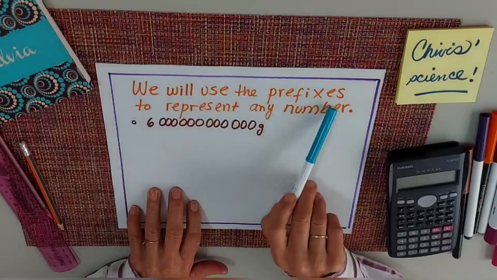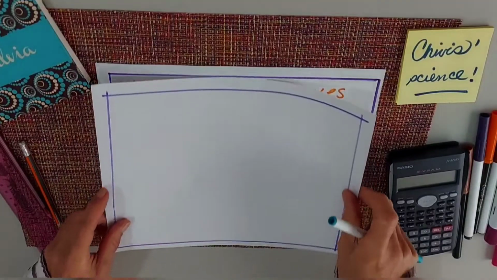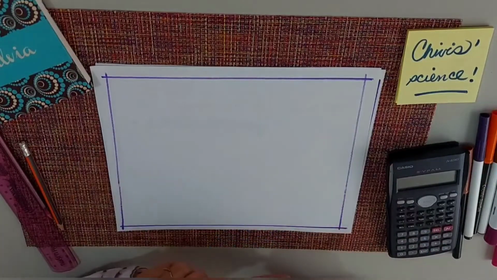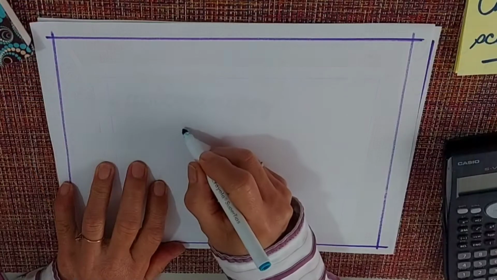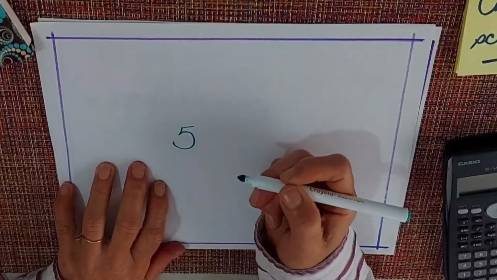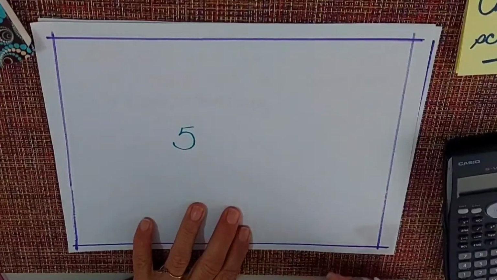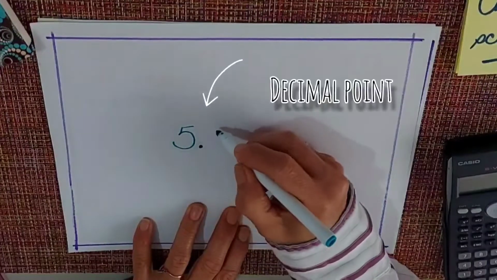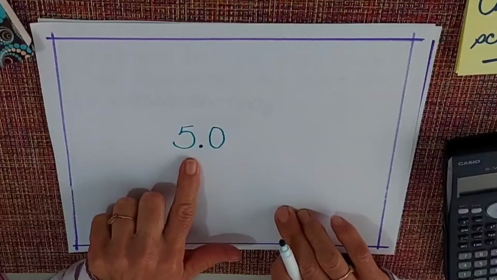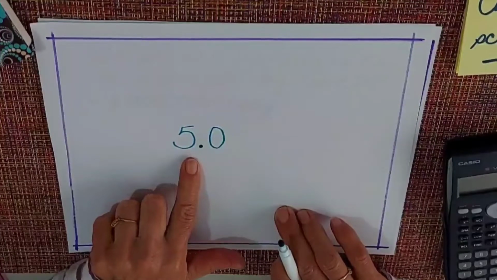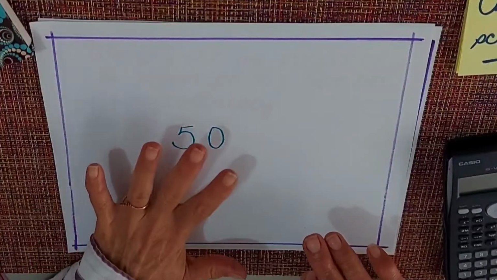We will use the prefixes to represent any number, but first we need to record important things about how we write the number. For example, when we write the number 5, this number indicates 5 units, but we must remember that here is the decimal point and here we are going to write a 0. This number means there are only 5 units without fractions.